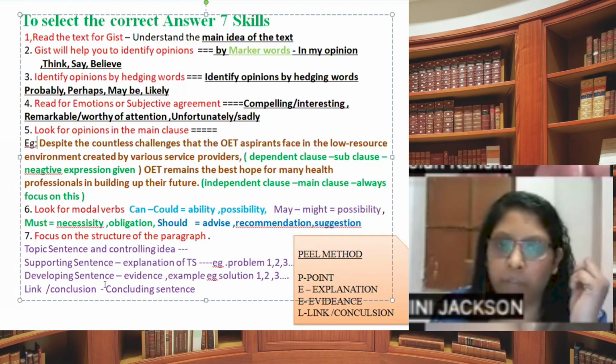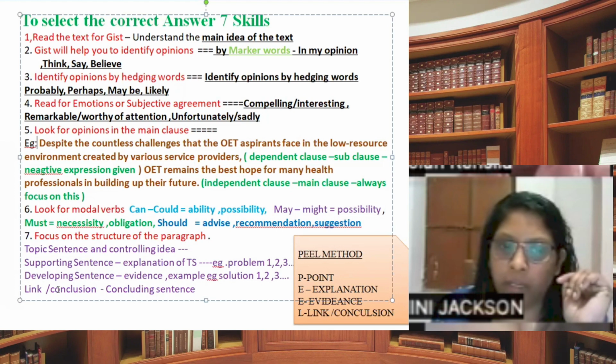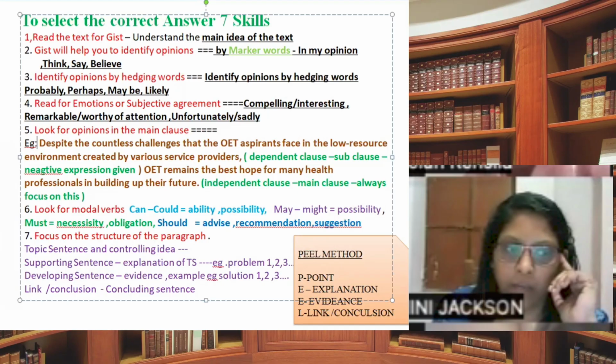Okay, then the developing sentence is there, that is an evidence or example. According to the passage, we need to do that paragraph structure. Then the last one is a link, that is the concluding sentence. It's like the PEEL method: P for point, E for explanation, E for evidence, and L for link.